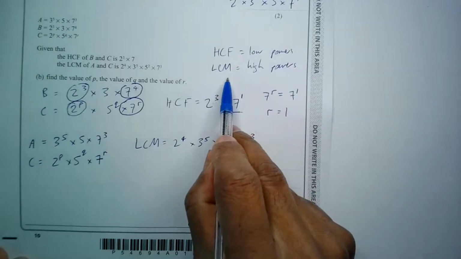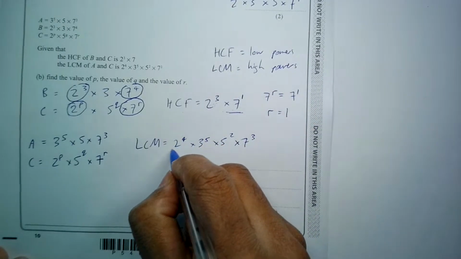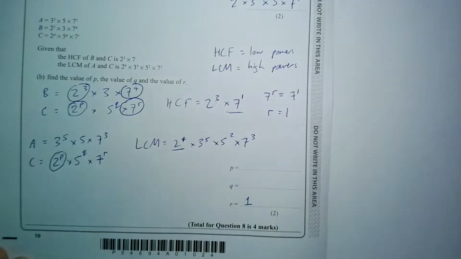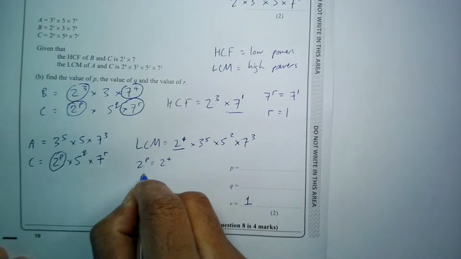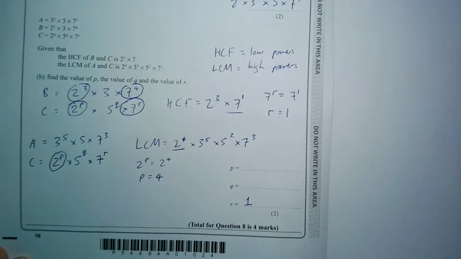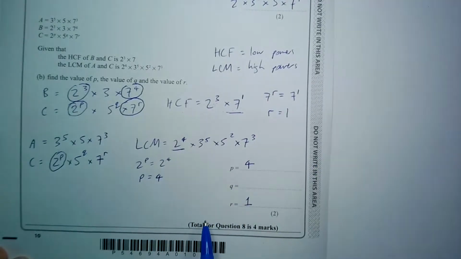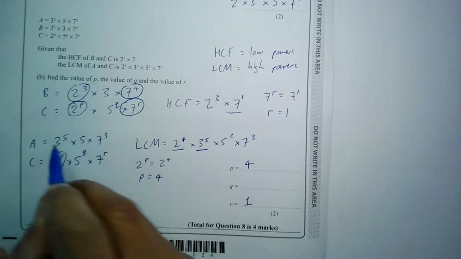LCM is always, we're choosing the high power. So if we look at 2 to the power 4, there is no 2 in A, so this is the power. So 2 to the power p equals 2 to the power 4, which means p equals 4. So that's our p. Now we've got 3 to the power 5, that's there, so that's fine.